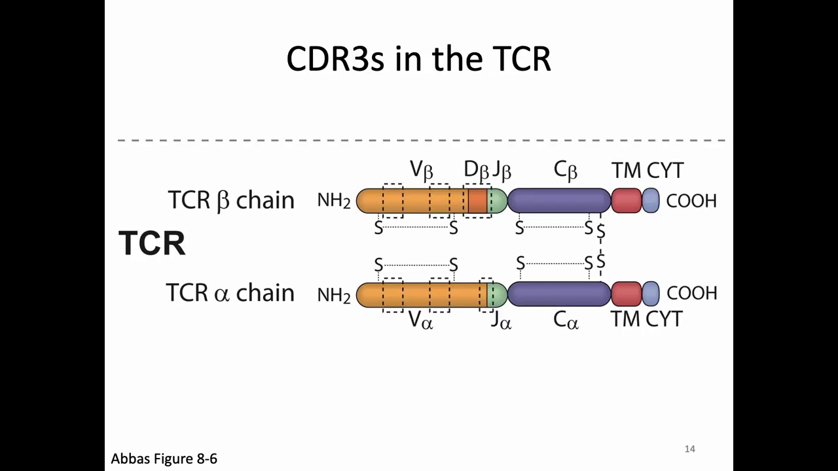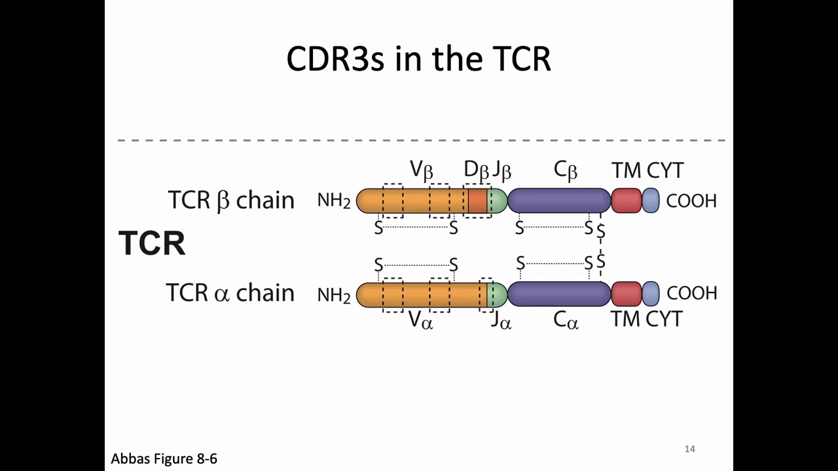If we try to map the complementarity determining regions, they map to basically the exact same places that they mapped to in the B cell receptor, in that CDRs 1 and 2 are encoded by the V segment that is chosen, and CDR3 is made by the junction that is made during the VDJ recombination join. So you can see where we would map CDRs 1, 2, and 3 in the T cell receptor.